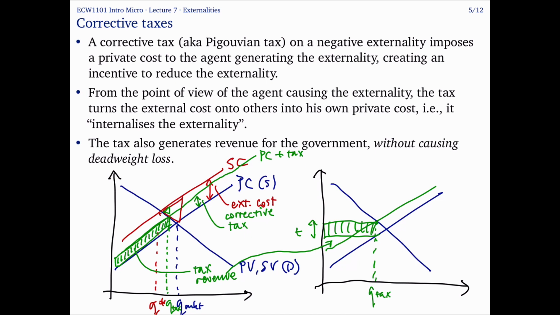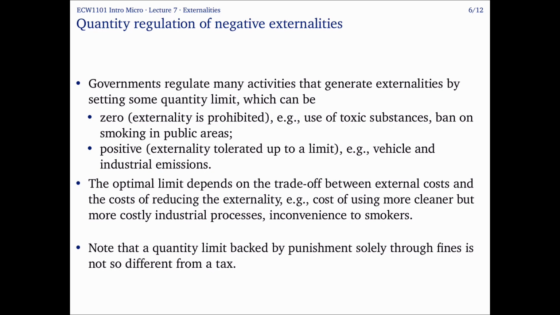Some diagrams, yes, but for these ones the idea is just here in the text. Correct the externality, positive number 1, and generate revenue, positive number 2. Exactly how much doesn't really matter so much. But what about quantity regulation?